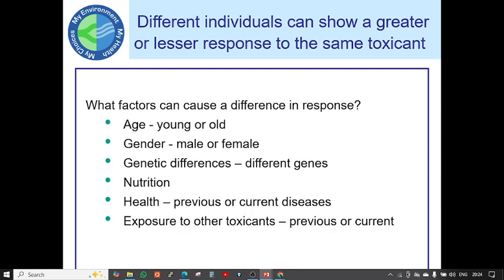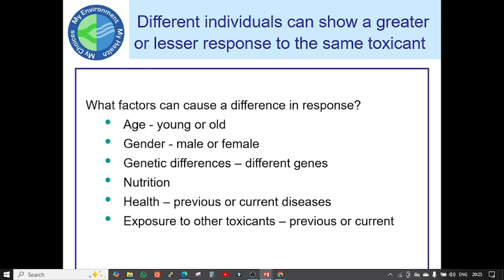What are these? These are the factors. These factors can cause a different response for the same dose. First is age, young or old age. If you are young, then it might not affect you. If you are an old person, the same toxic substance can affect you directly.